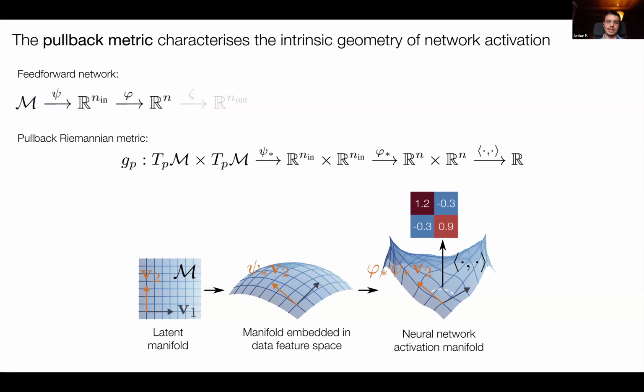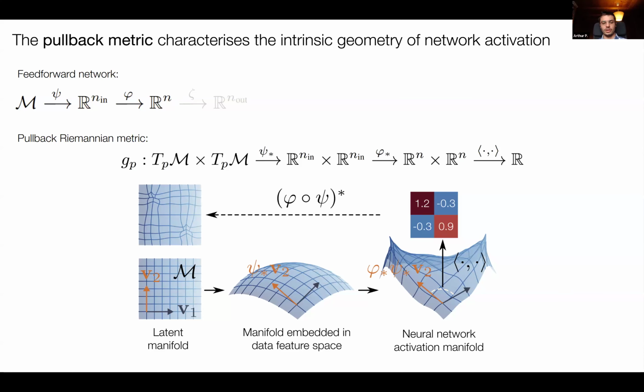And as we've said in the previous slide, this dot product is summarized by this G matrix, which is a symmetric positive definite matrix, of which I've shown a particular example here. And now we can pull back this inner product to the original input manifold and compute, for example, geodesics. And if we do that, we can see that we get a new geometry on the original input manifold that is capturing the geometry of the hidden layer activation.